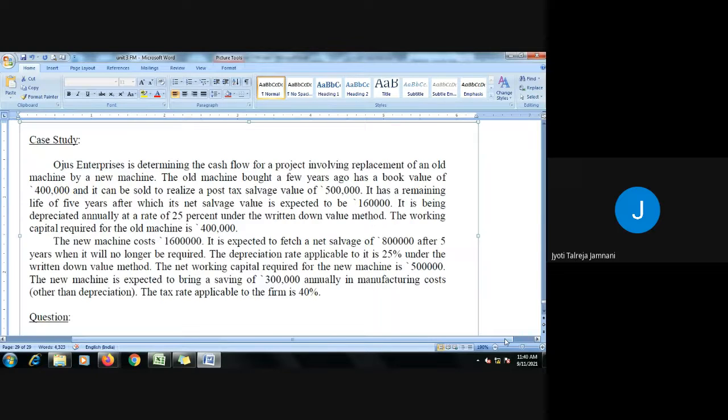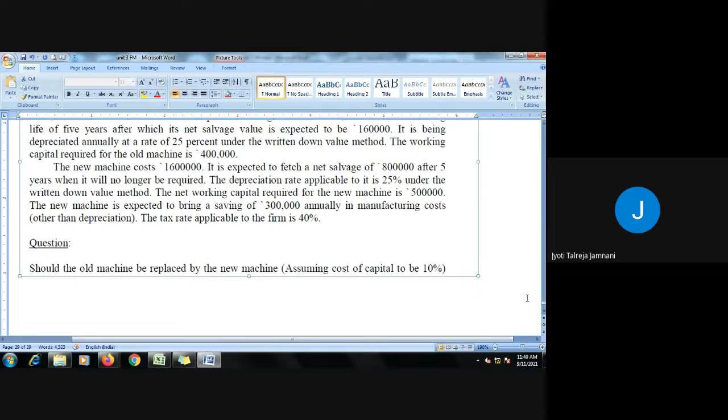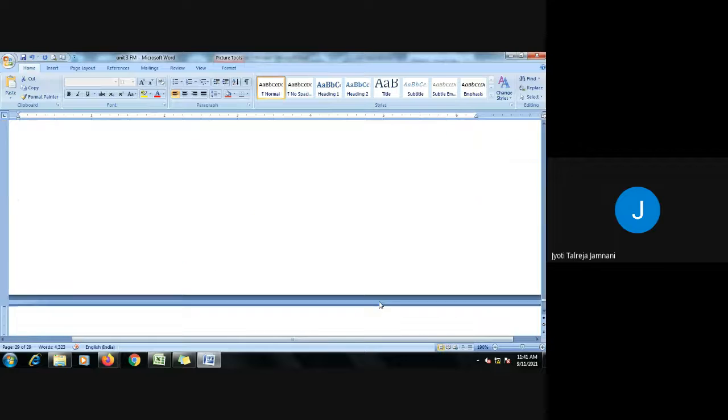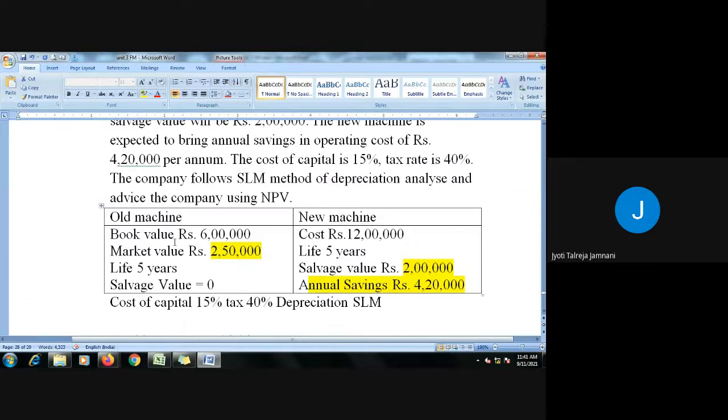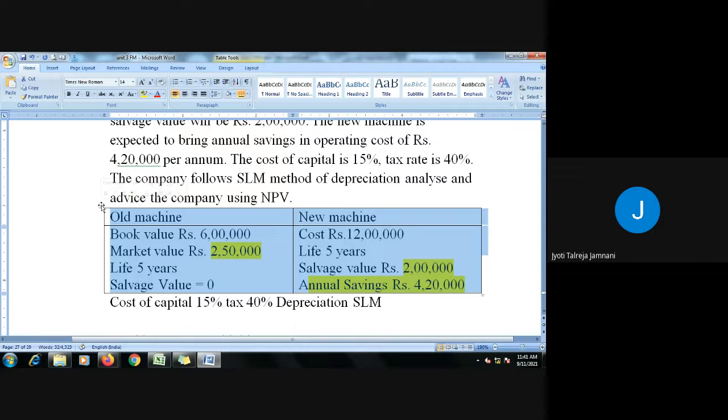So we'll have to do it. The question is, should the old machine be replaced by the new machine? Assume cost of capital as 10%. So in a similar way, we have to write down what is given first of the old and the new machine.